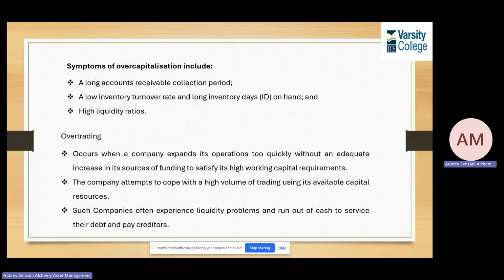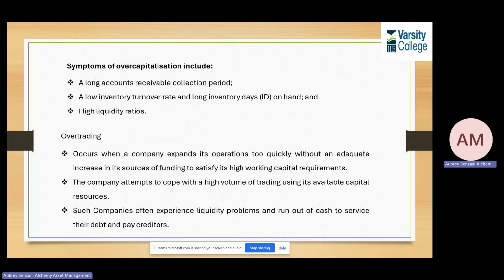Okay, so symptoms of overcapitalization include, and I think this will also give us more perspective, a long accounts receivable collection period. Because you have a long collection period, it means you have people owing us for long periods of time, which means we're bound to have huge amounts of accounts receivable. And then a low inventory turnover rate and long inventory days on hand. So again, it takes forever for us to sell our inventory, which means our money is getting caught up in trading inventory for long periods of time.